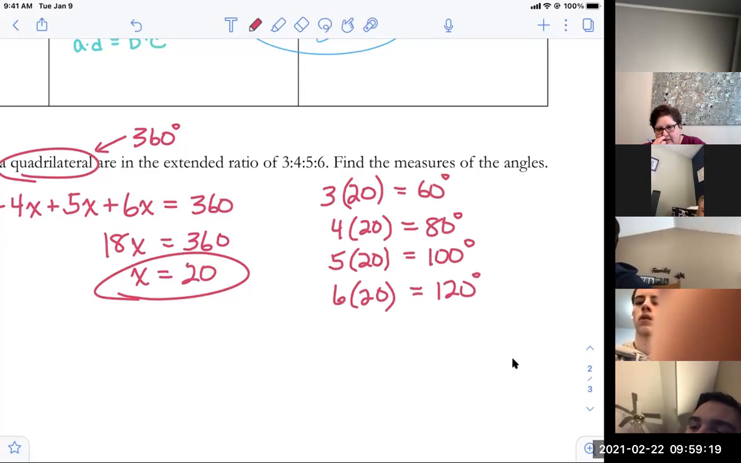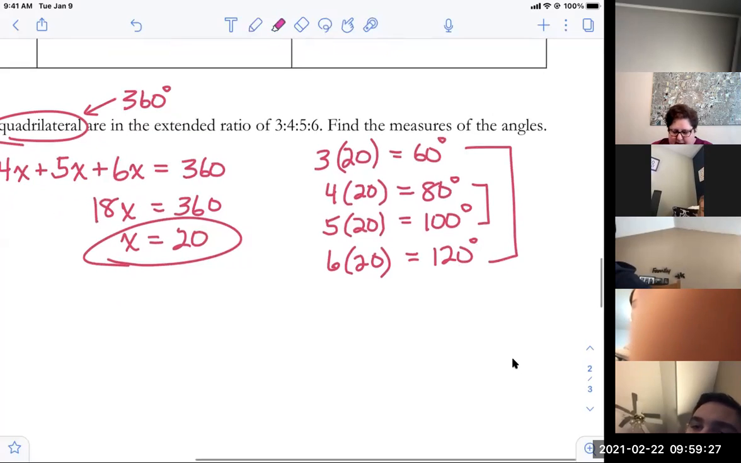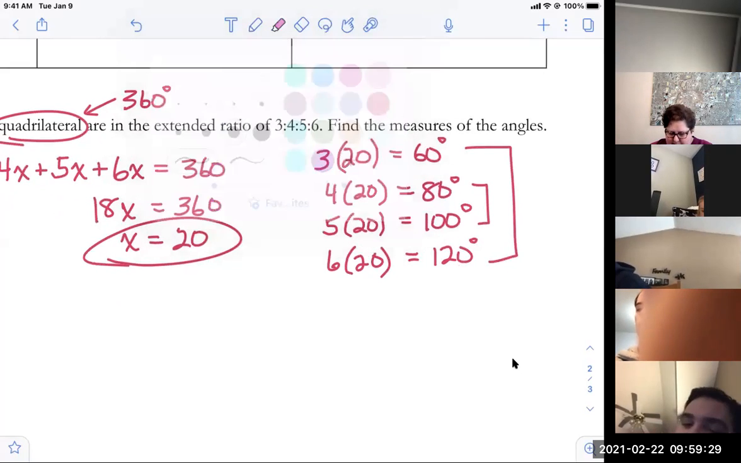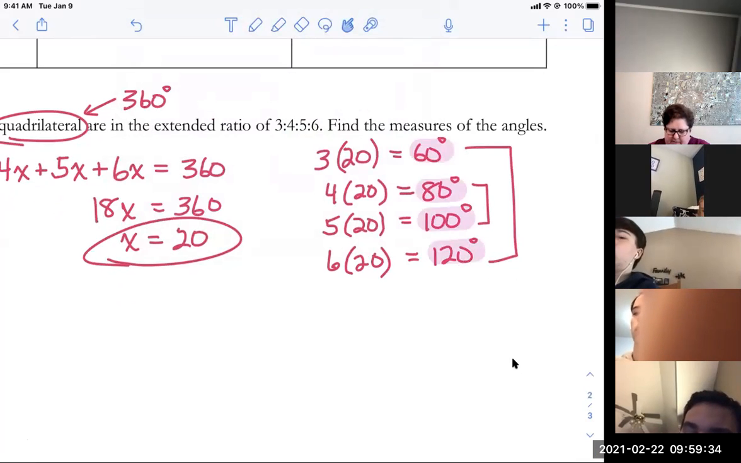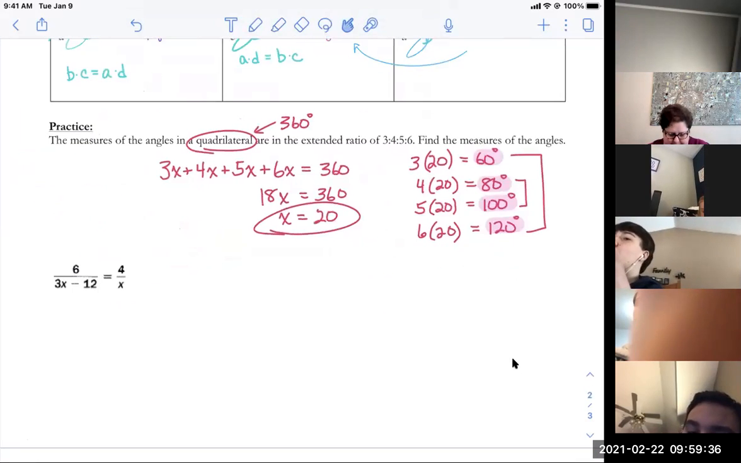Now, again, you always want to do a quick check and make sure it makes sense. This is easy to see because that's 180 and this is 180, so that's going to be your 360. Okay, but there should be labels on these. So get in the habit, when you're answering word problems, of always going back and reading what it's asking you for.